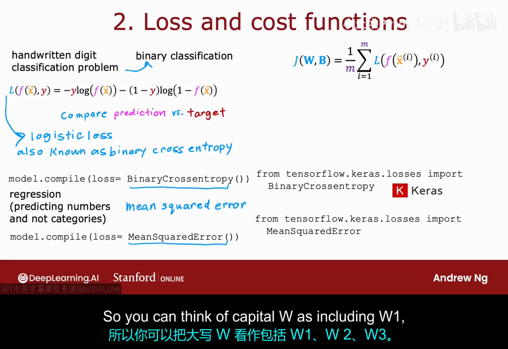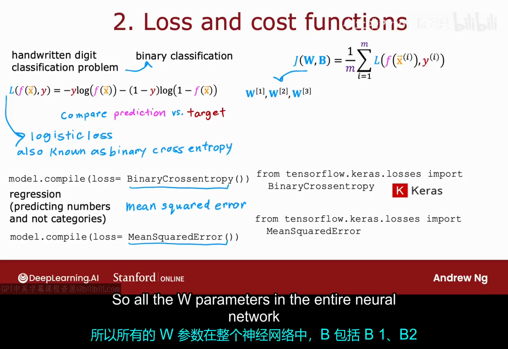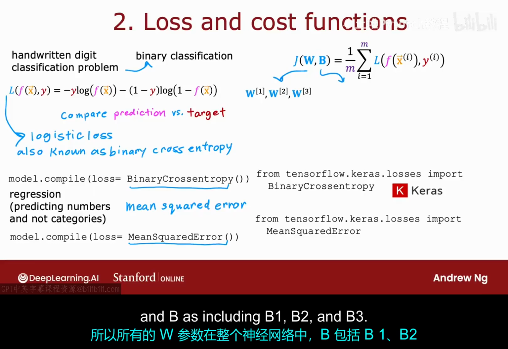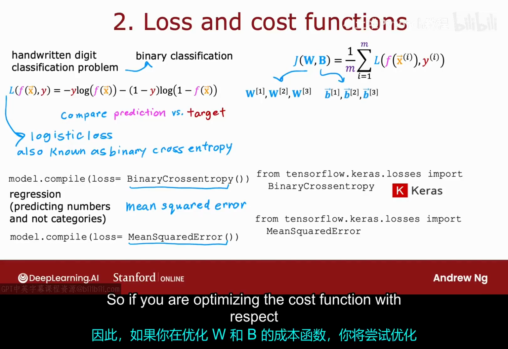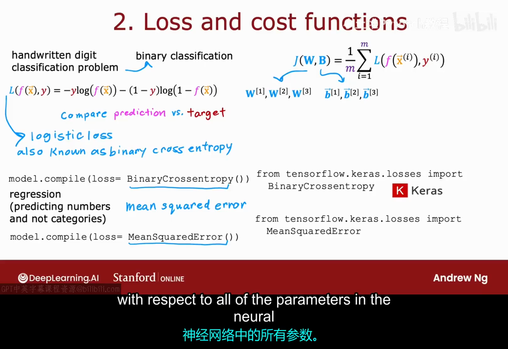So you can think of capital W as including W1, W2, W3, so all the W parameters in the entire neural network, and B as including B1, B2, and B3. So if you are optimizing the cost function with respect to W and B, you'd be trying to optimize it with respect to all of the parameters in the neural network.